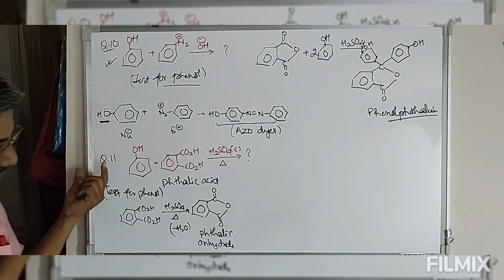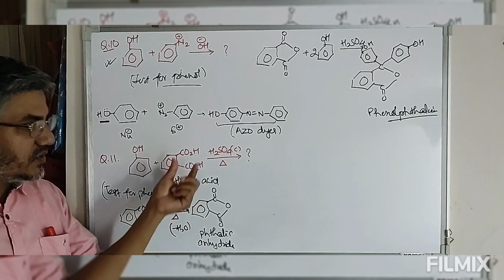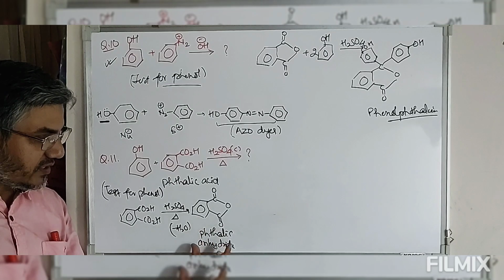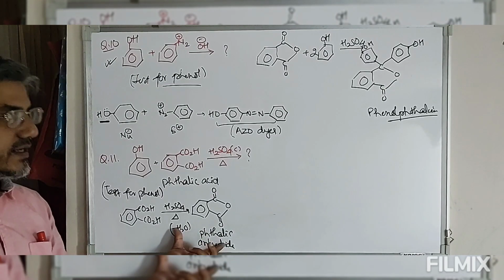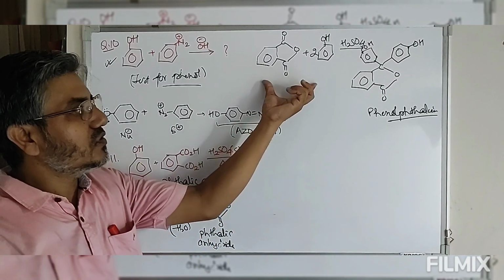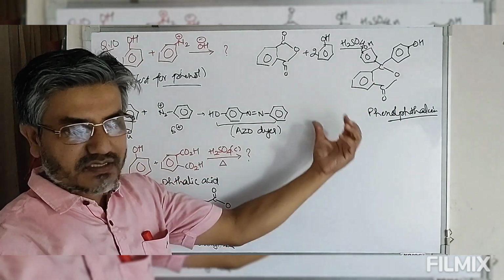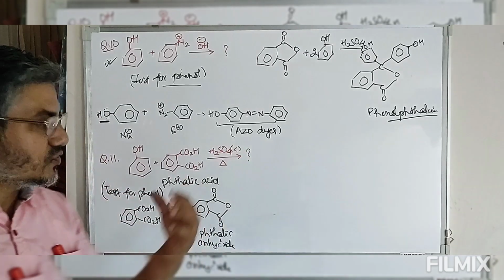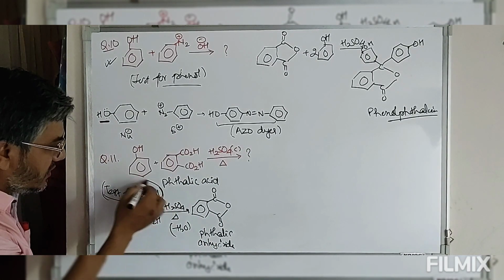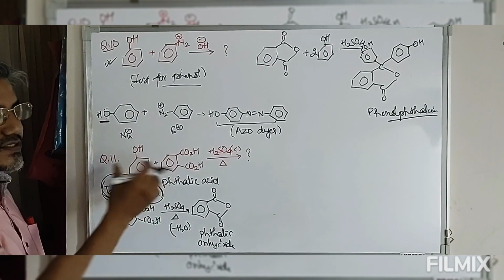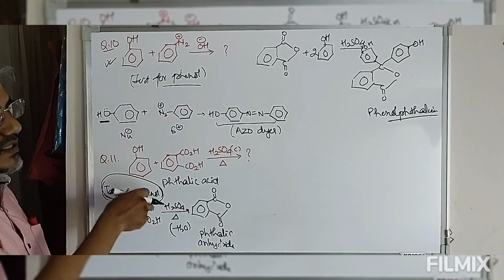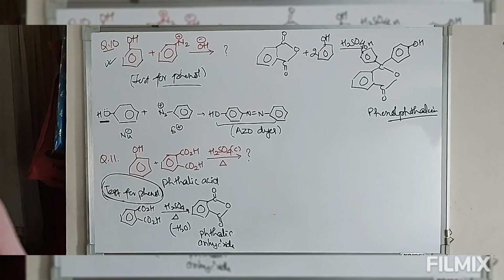So phenol reacts with phthalic acid in presence of sulfuric acid. First phthalic acid is converted to phthalic anhydride. Phthalic anhydride further reacts with 2 moles of phenol to give you phenolphthalein, which is a pink color compound that is used as an indicator for acid-base titration. So this is also a test for phenol, the phthalein test, formation of phenolphthalein from phenol and phthalic acid.